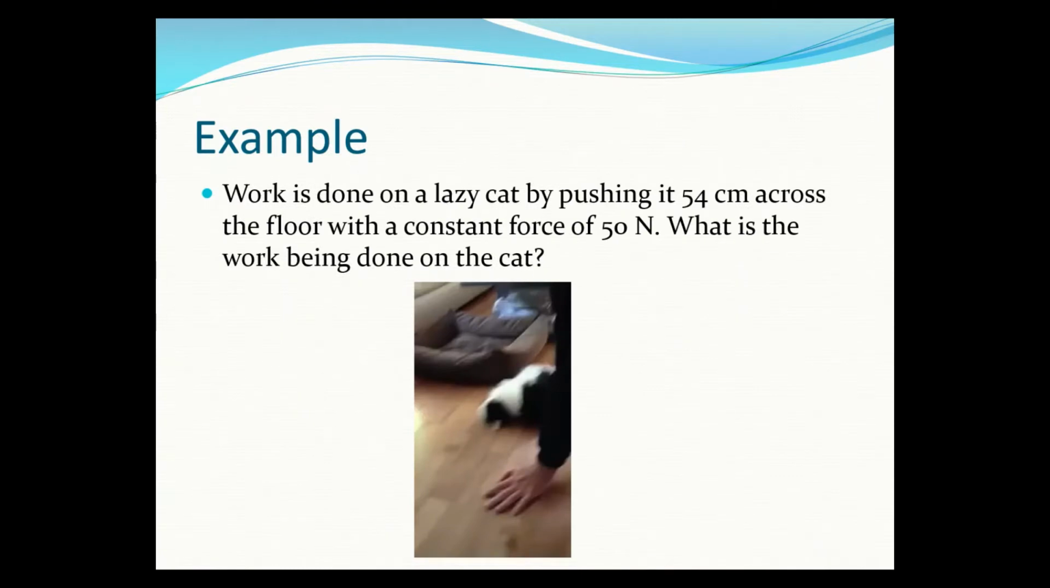Okay, so work is done on a lazy cat by pushing it 54 centimeters across the floor at a constant speed with 50 newtons. What is the work done on the cat?